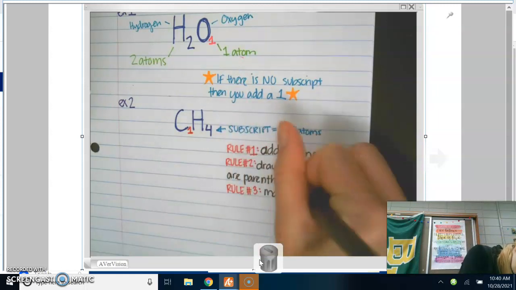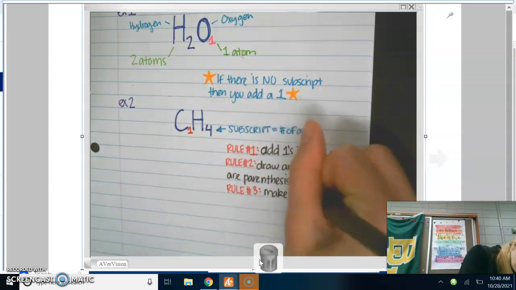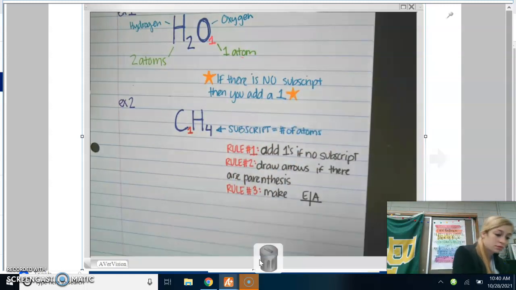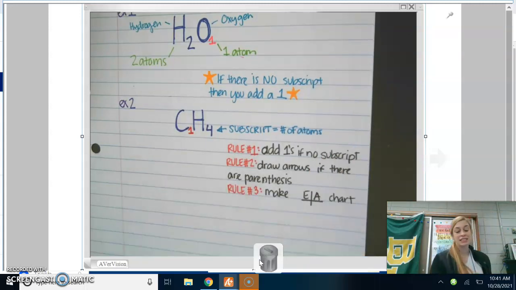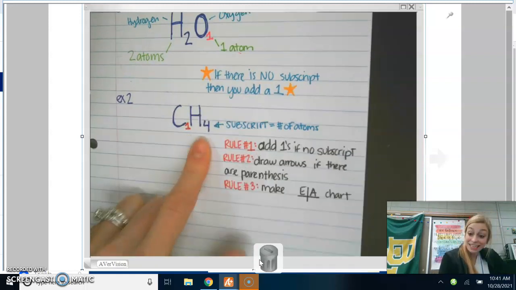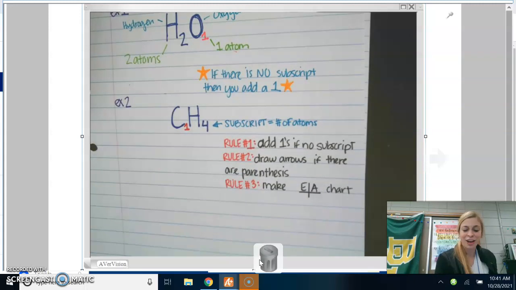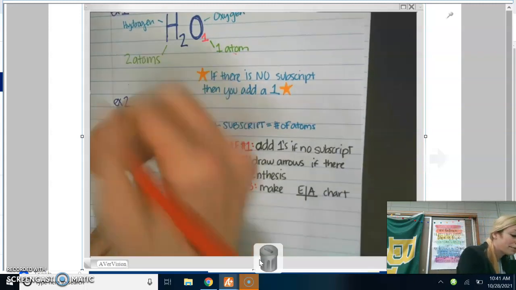Make an EA chart. In science, we say EA chart. It's in the name. So our answer is in the compound. It's right there. We just need to make an EA chart.